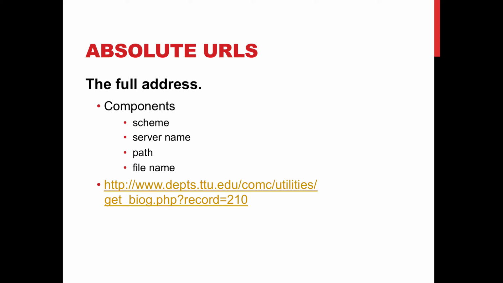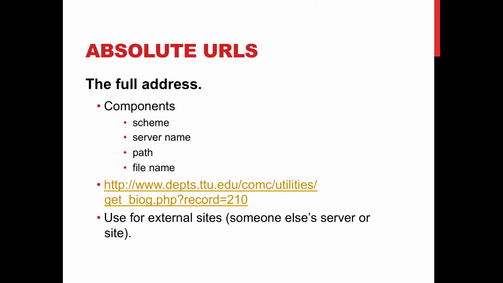Okay, so the scheme is HTTP, the server name is www.depts, which is departments.ttu.edu. The path is everything after this slash, right? And then the file name is this get_biog, and they actually have an underscore, so that's a no-no, but they have an underscore, biog.php, and then they want record 210. Okay, so that would be one way to draw people in.